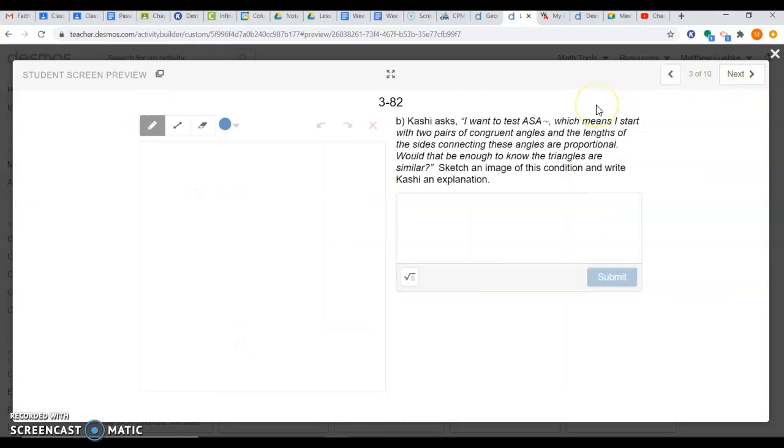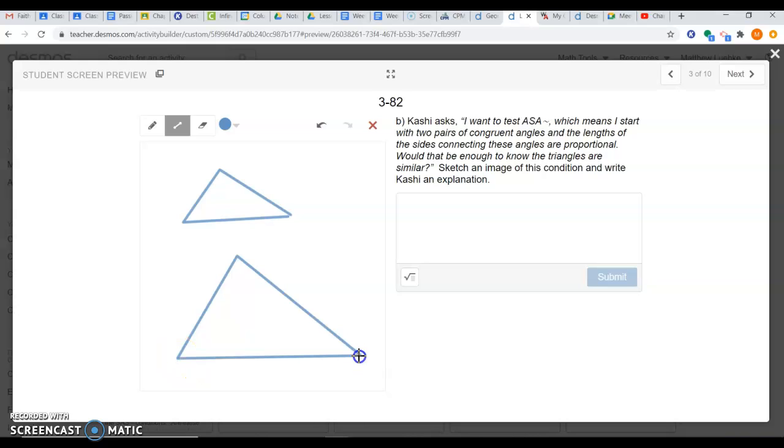Moving forward, there is another one we want to test, angle-side-angle, ASA, meaning that we start with two pairs of congruent angles and the lengths connecting them are proportional. If I draw another triangle that's somewhat similar to it, we'll draw it a little bit bigger. Angle-side-angle would be like an angle and an angle here. The angles down here are the same, and then this side is proportional, so maybe this is 4 and this is 8. That would be this example of angle-side-angle.